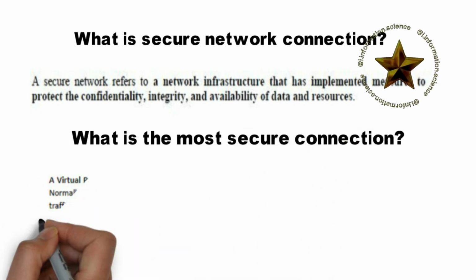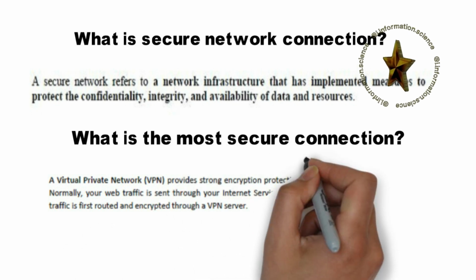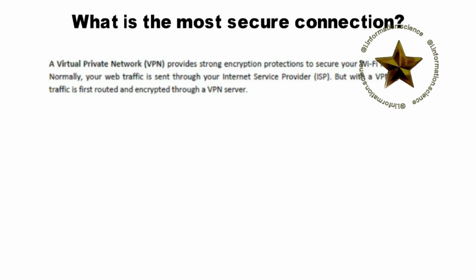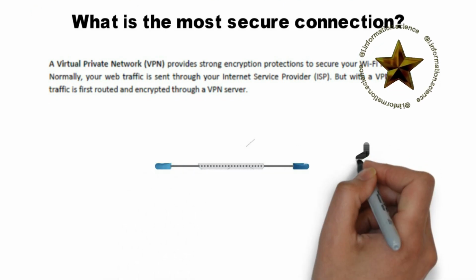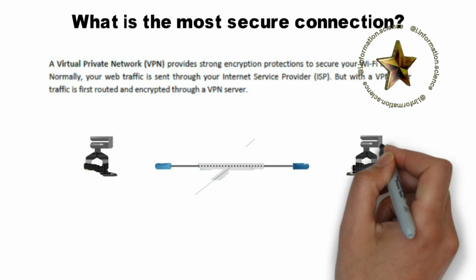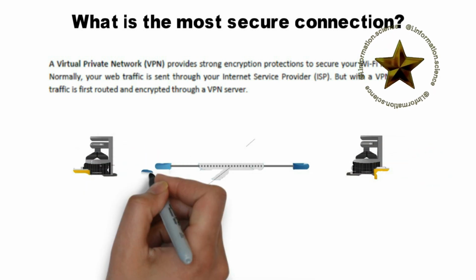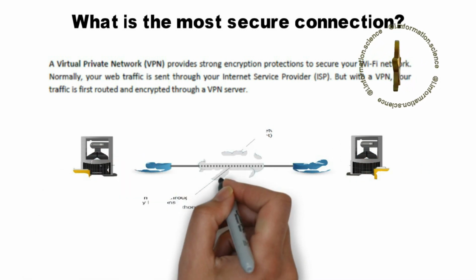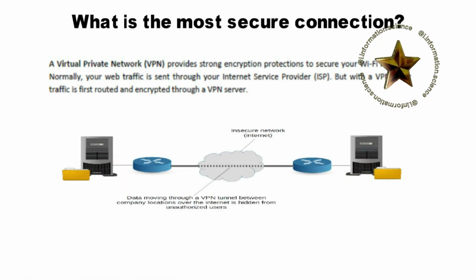A virtual private network, VPN, provides strong encryption protections to secure your Wi-Fi network. Normally, your web traffic is sent through your Internet Service Provider, ISP. But with a VPN, your traffic is first routed and encrypted through a VPN server.